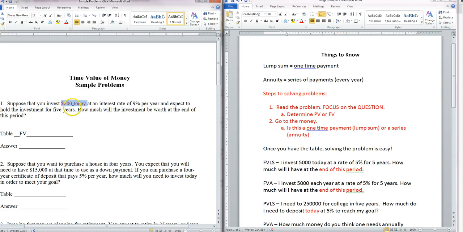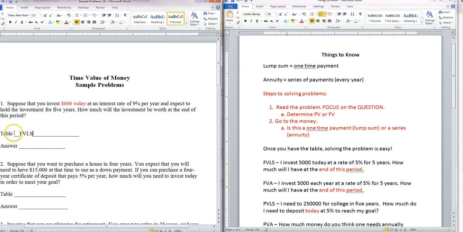$600. Now, it does say today, but it's not with the money that we determine present value or future value. It's with this focus question. So don't let that confuse you. All you're going to ask here with the money is, is this a one-time payment or is this a series of payments? And it only says it's $600 today, so that's a one-time payment. So it's going to be future value of a lump sum.